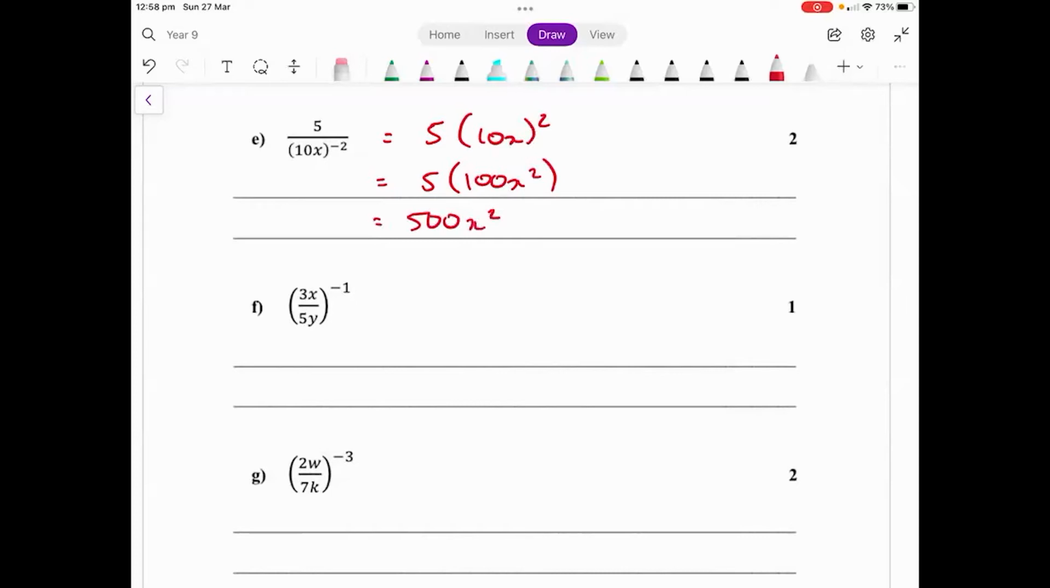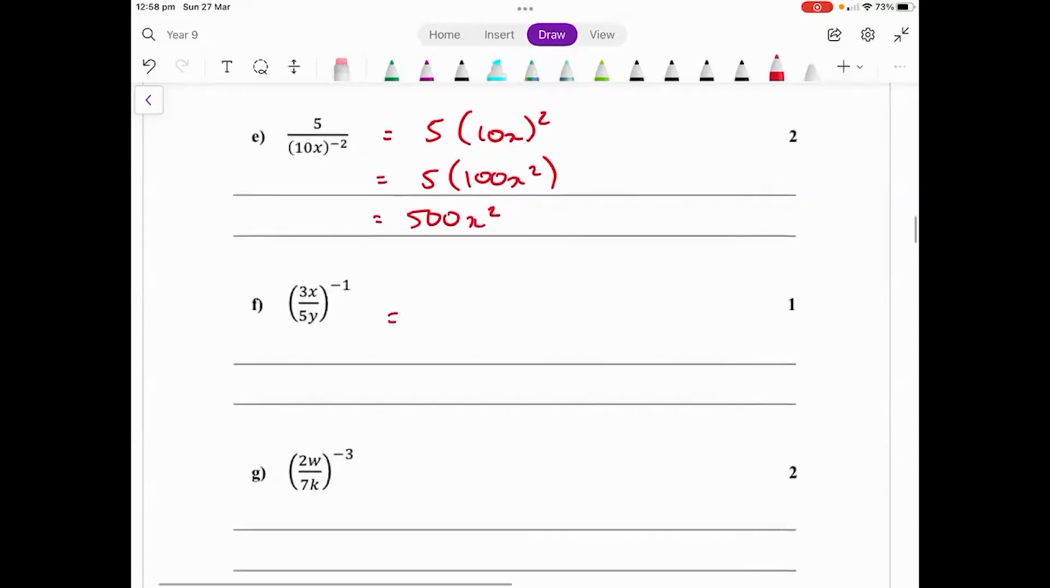Question F, we have a fraction all to the power of minus 1. Minus 1 just means flip it upside down, so 3x over 5y becomes 5y over 3x.